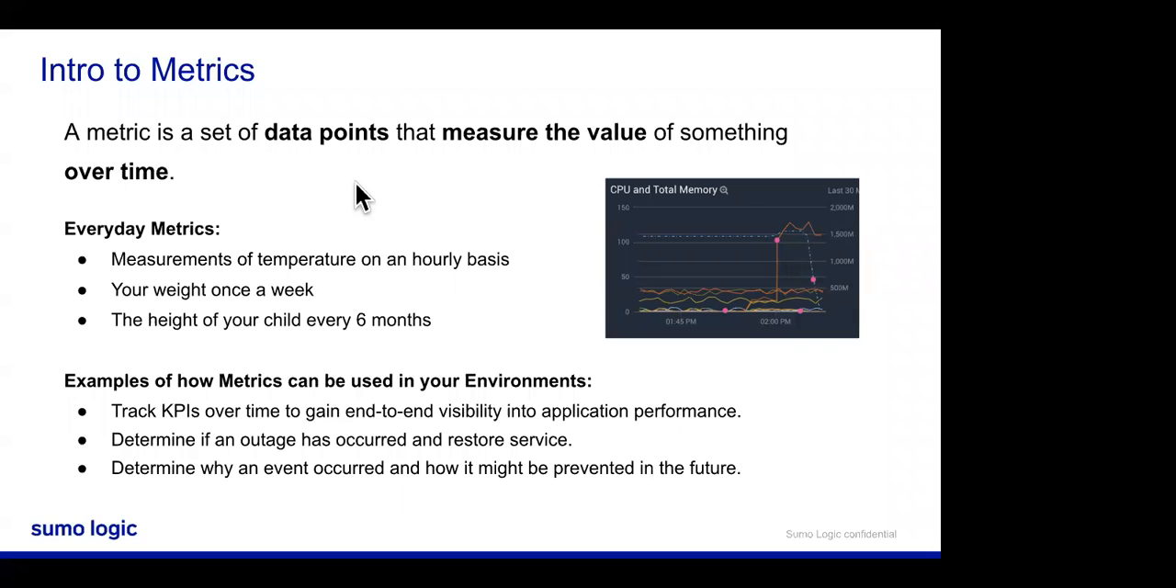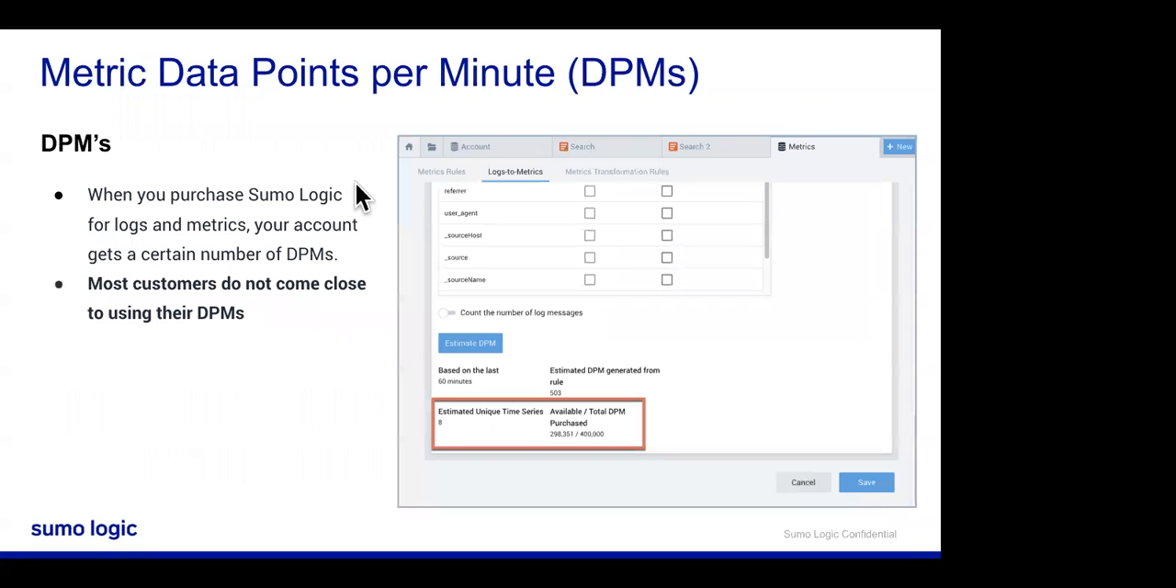And how is my system doing? How is my environment doing? Again, we measure metrics as something called data points per minute, DPMs. And you'll find that if you create a log to metric, you can see how many DPMs your account has and how many you have available to you. And it tells you the amount of DPMs that you're creating. Again, as I see here in bold, most of our customers do not come close to using all of their available DPMs. This is an area that our customers underutilize, which is why this workshop was created. Okay, trying to help you out.